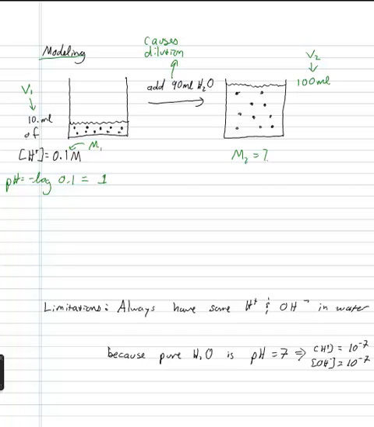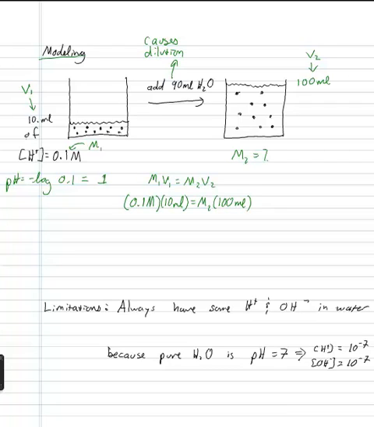Well, I can just set up my relationship, M1V1 is equal to M2V2, and substitute those values in. So my M1 is going to be 0.1 molarity, moles per liter. My volume 1 is going to be 10 milliliters, equals my molarity 2, which I want to solve for, times my volume 2, which is 100 milliliters.